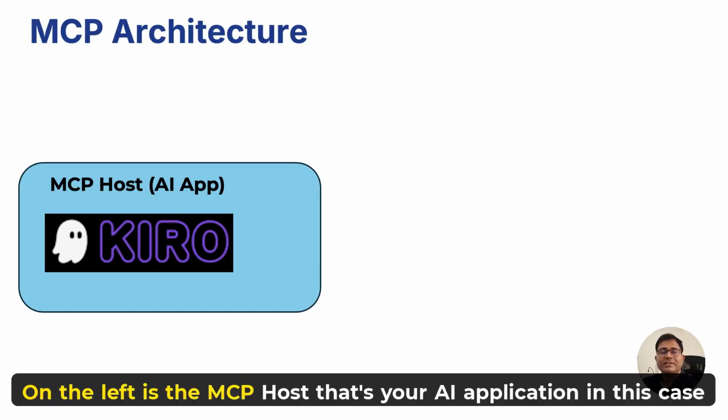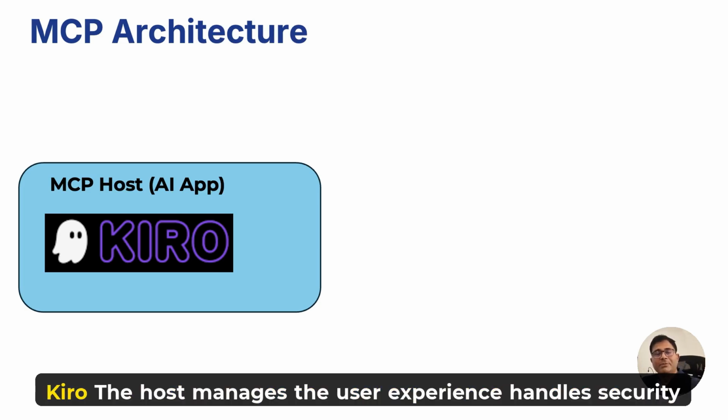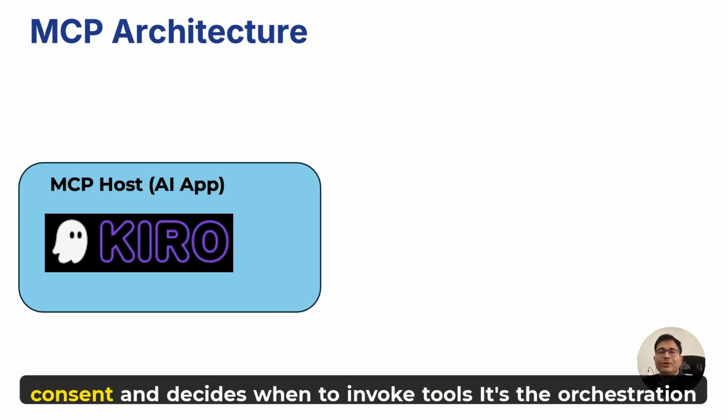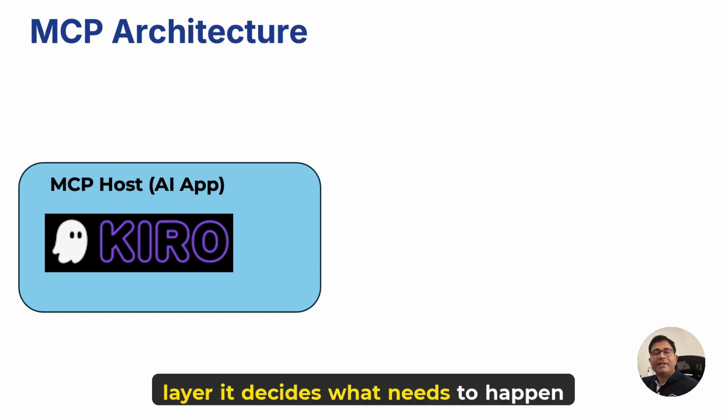On the left is the MCP host. That's your AI application, in this case Kiro. The host manages the user experience, handles security consent, and decides when to invoke tools. It's the orchestration layer. It decides what needs to happen.